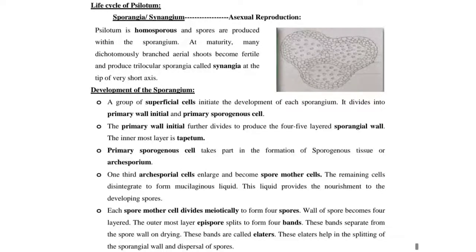Each spore mother cell divides meiotically to form 4 spores. The wall of the spore becomes 4-layered. The outermost layer, the epispore, splits to form 4 bands. These bands separate from the spore wall on drying. These bands are called elaters. These elaters help in the splitting of the sporangial wall and dispersal of spores.